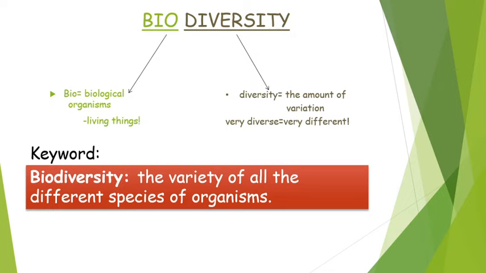Your definition. Biodiversity is the variety of all the different species of organisms in an ecosystem or in the world. The variety of all the different species of organisms. So that's your first learning point, done.